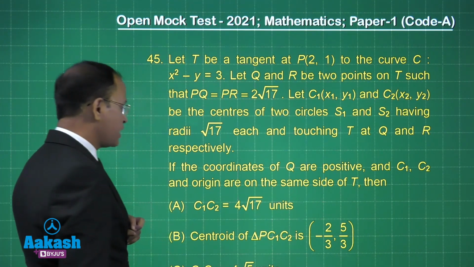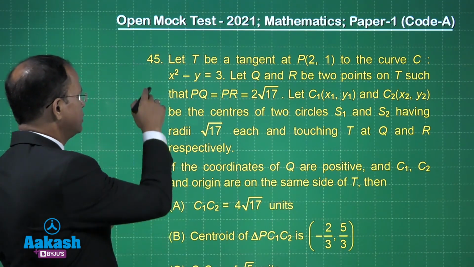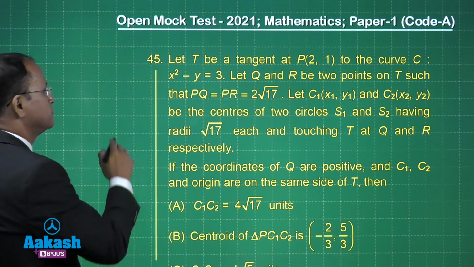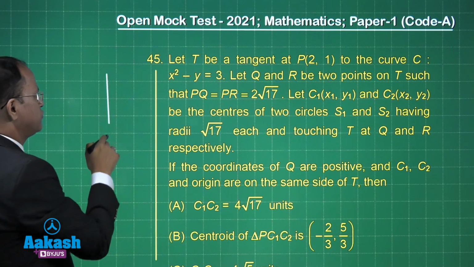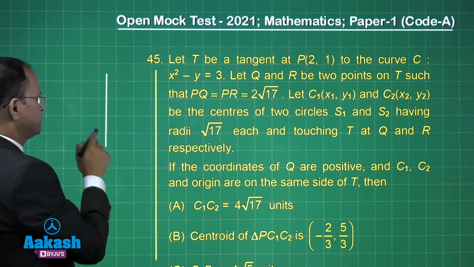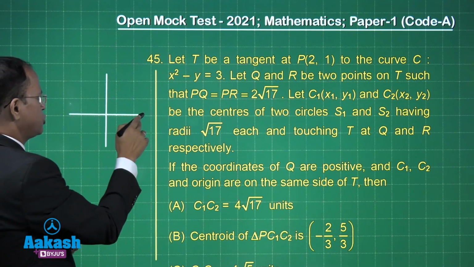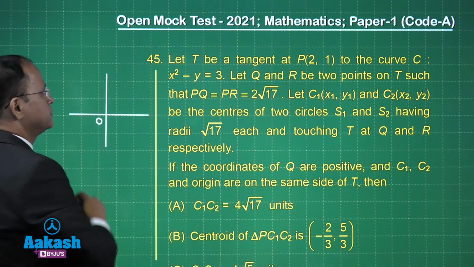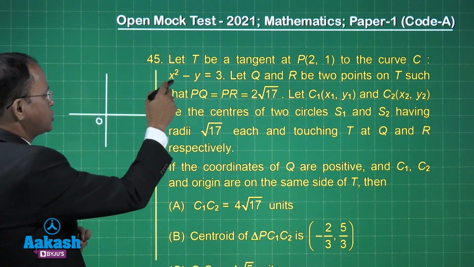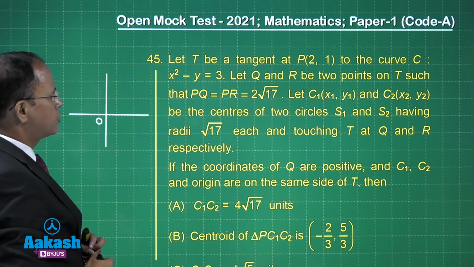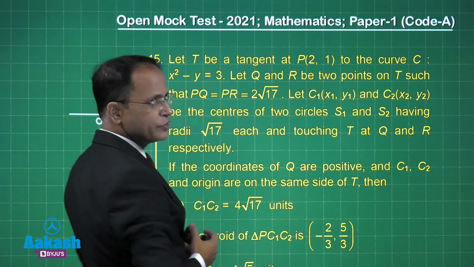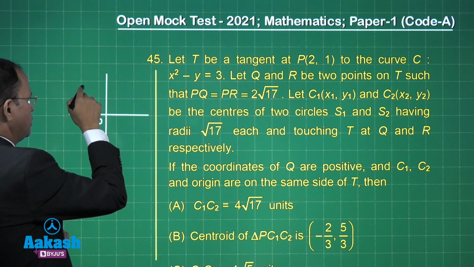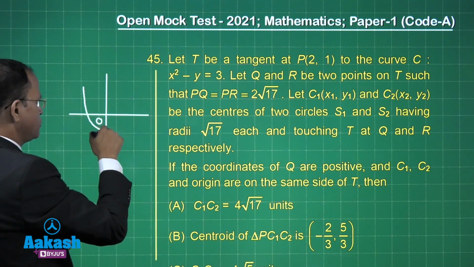First of all, let's draw the diagram, and understand it first. You have been given the curve. This is the origin. The curve is x square minus 3 is equal to y, or x square is equal to y plus 3 we can write, isn't it. So, we are talking about a parabola like this.